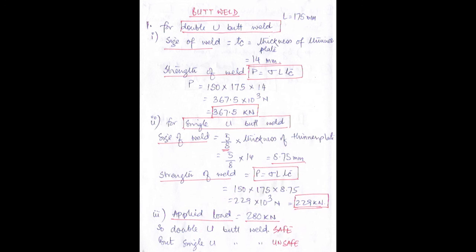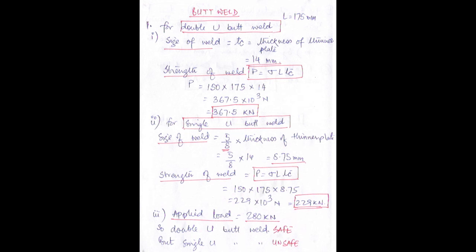The third part, what they have told is, now suppose this joint has to carry a load of 280 kilonewton. So this is the applied force from the outside, from the structure, this much load is coming. So you have to comment on the safety of the weld joint, correct? In case of the double U butt weld, it is safe. How are we deciding on it? Because you see step number 1, what is the strength of the weld for double U butt weld? It was 367.5. What is the applied load? Applied load is 280 kilonewton.